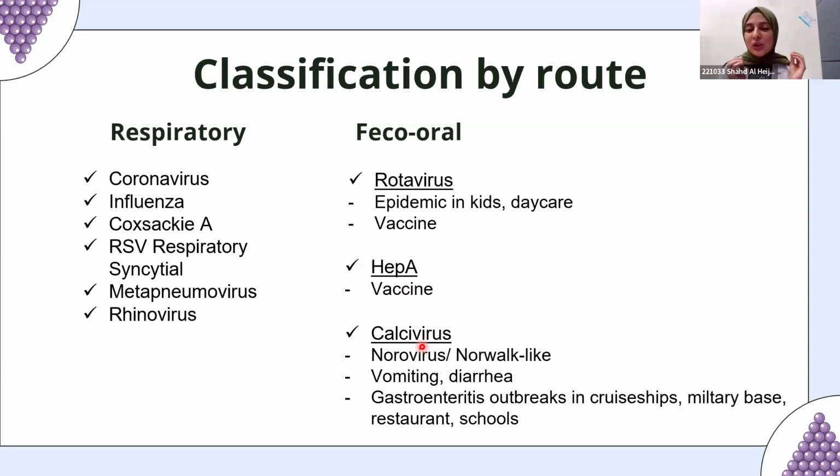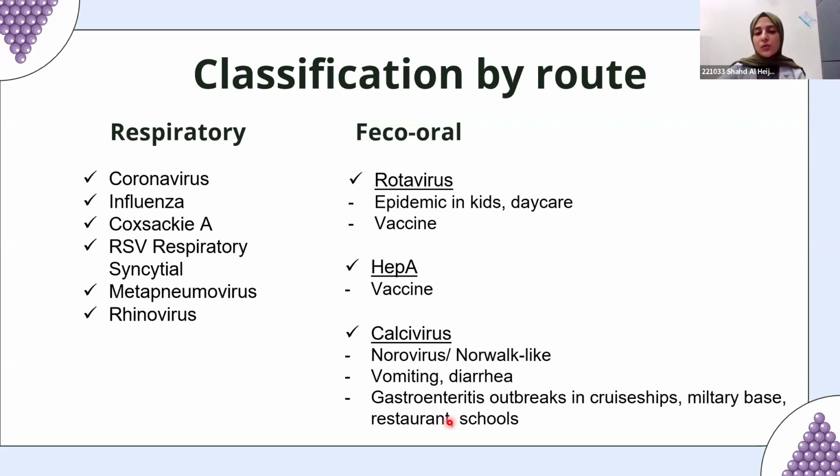But under caliciviruses, the main thing you need to remember about calicivirus, or in other words, norovirus or Norwalk-like virus, the presentation is vomiting and diarrhea. And when does this happen? It is common in gastroenteritis outbreaks, basically in cruise ships, military bases, restaurants, and schools. So if you have a scenario where the patient was on a cruise ship and many people suddenly got vomiting and diarrhea, it's usually norovirus.